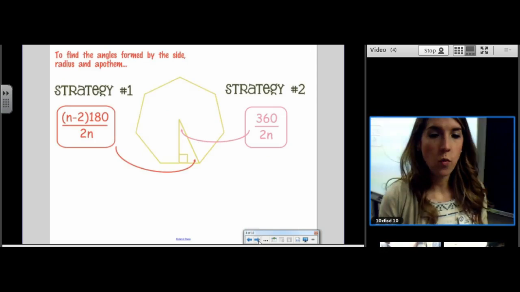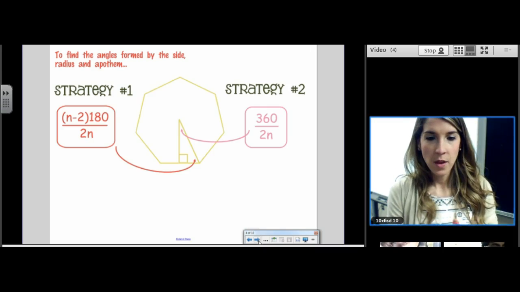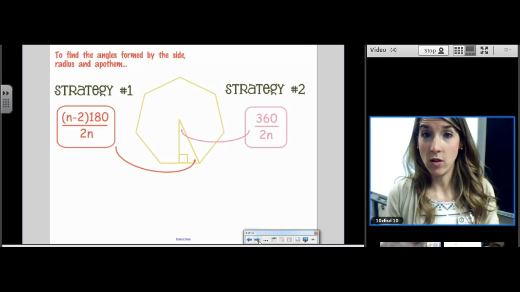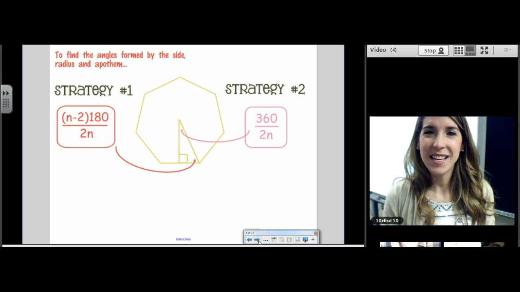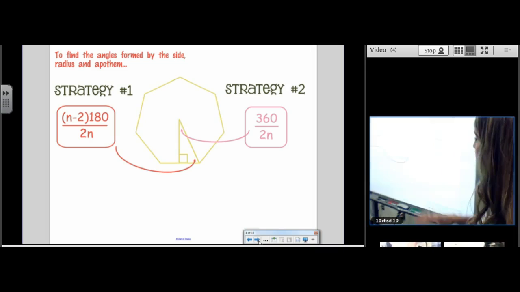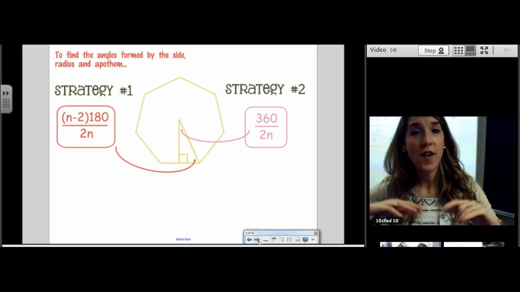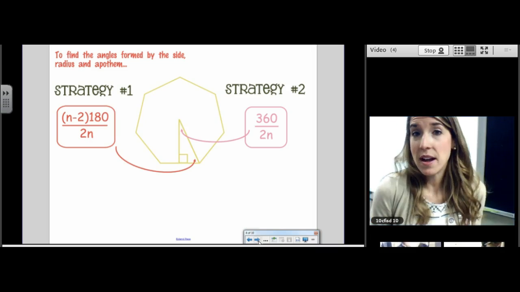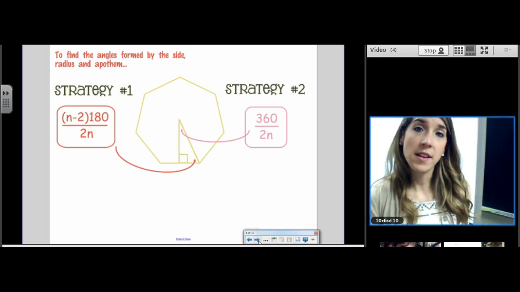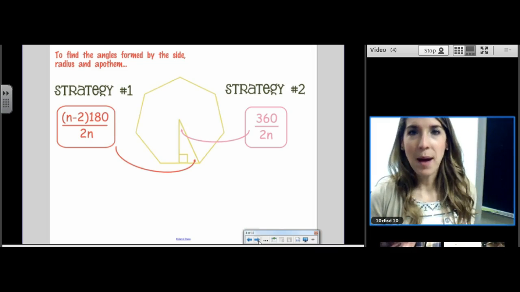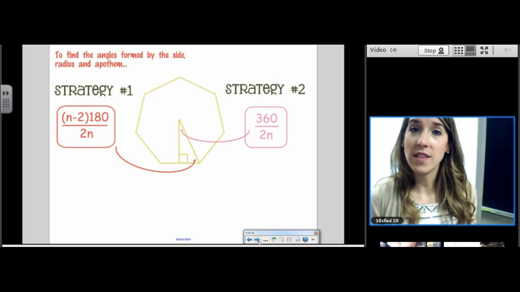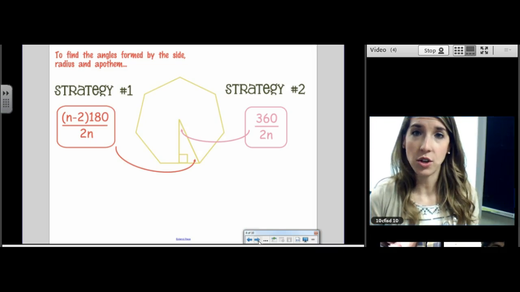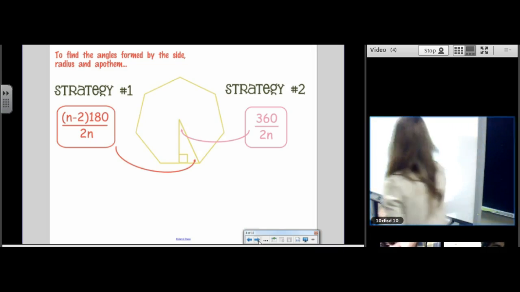Now, I showed you one way yesterday to find a missing angle. I want to show you another way that I actually like better, but I didn't want to overwhelm you yesterday with too many things. Okay, so strategy number 1 is what we did yesterday. You find the angle of the polygon, n minus 2 times 180. You divide by the number of sides, and then you have to bisect it. You have to divide by 2. But there's another way to find one of the angles of that triangle to be able to use trig. So let me show you this way.